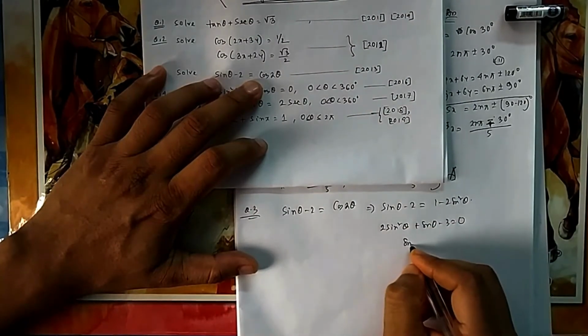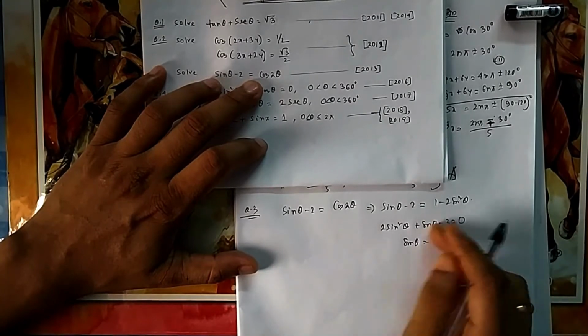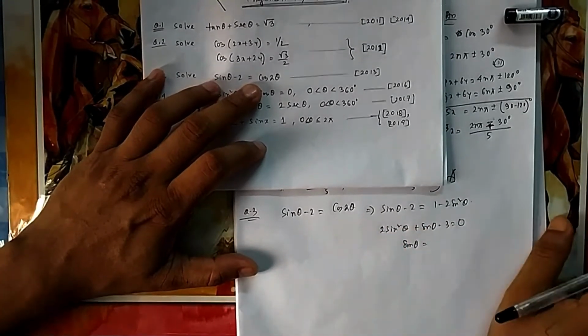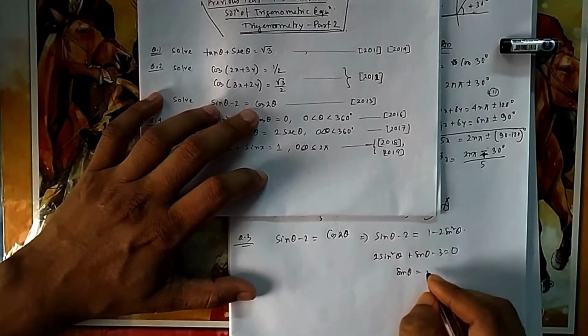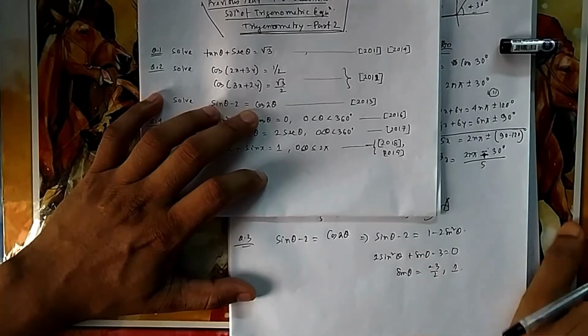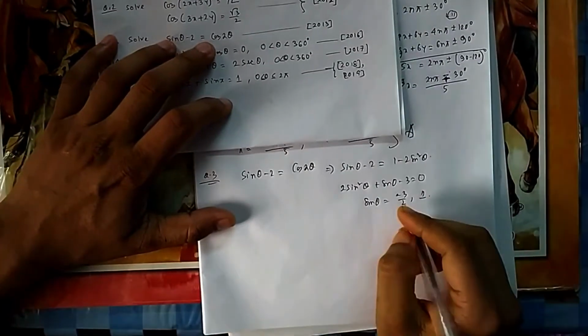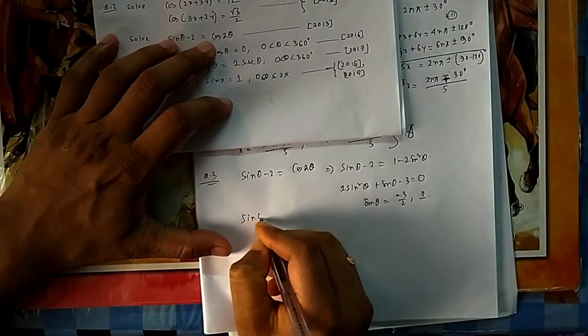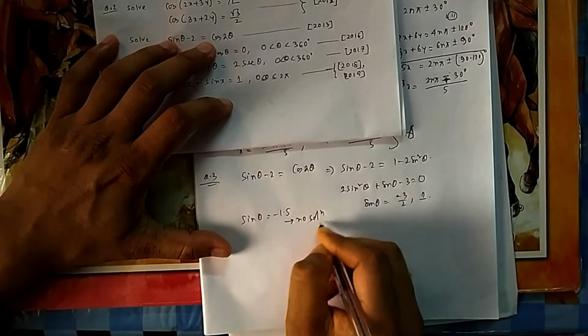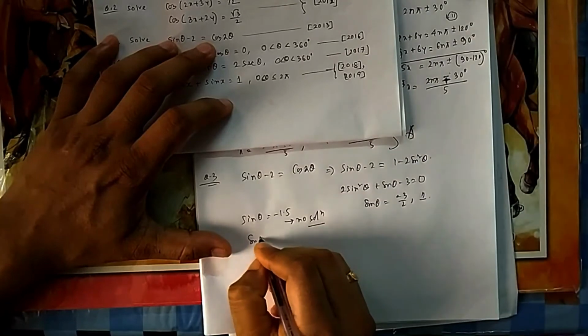If you solve it, you can middle term factorize it, 3 minus 2 is 1. Your answer will be one root minus 3 by 2 and one root 1. So minus 3 by 2 cannot be possible, because sin theta equal to minus 1.5 is less than minus 1, it is not possible. So no solution there. So sin theta will be equal to 1.